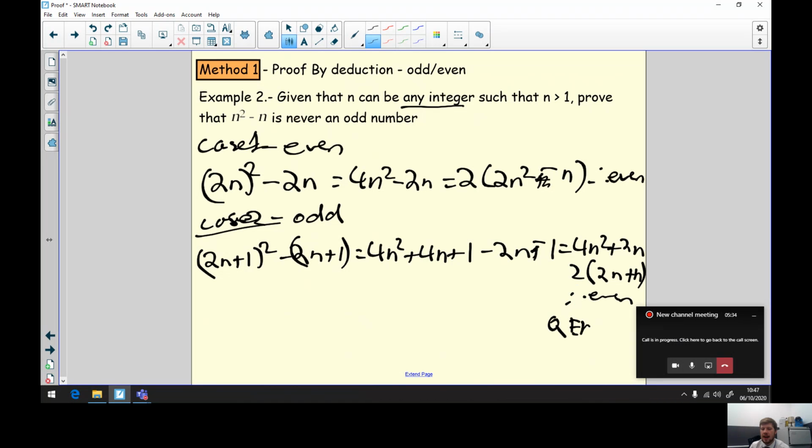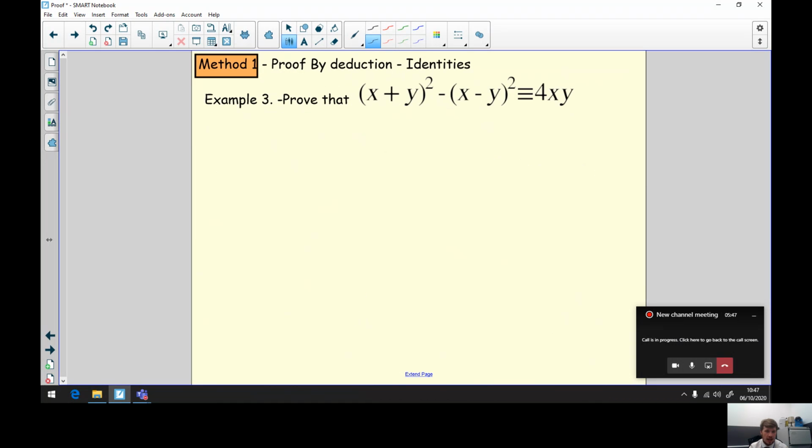So there I've proved that for any integer, whether it be even or odd, because they're the only types of integers, n squared minus n is never an odd number. Okay. And the last one would be a proof by deduction, but it's using identities.